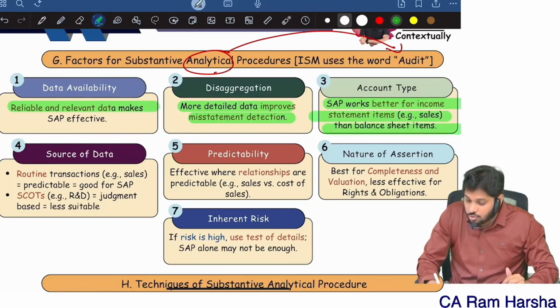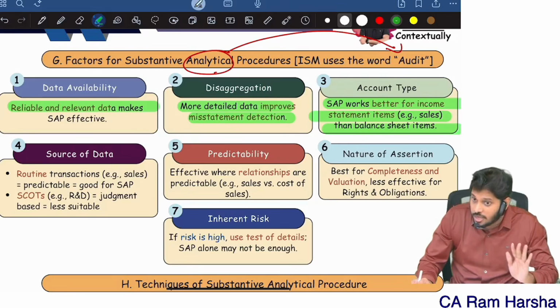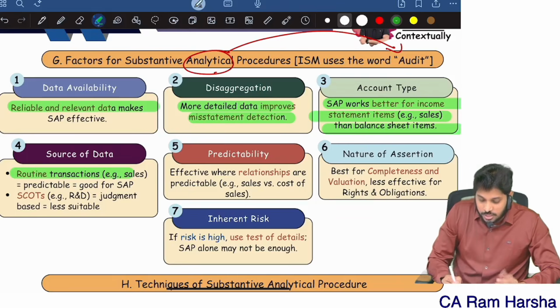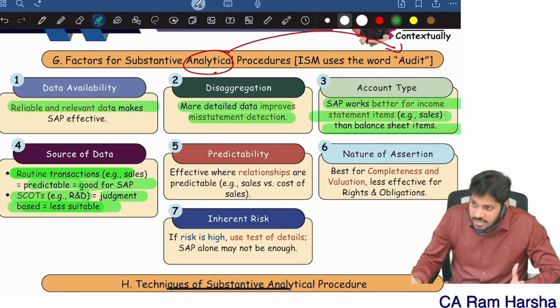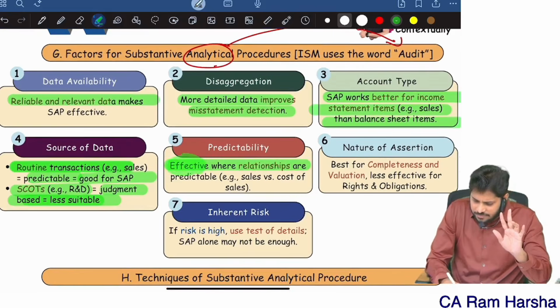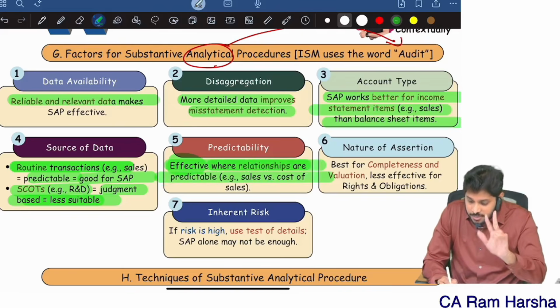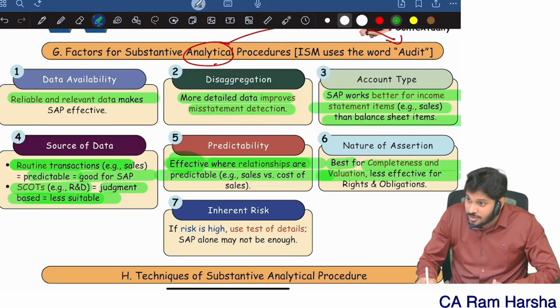Third, account type. Substantive analytical is useful for more of income statement items, not for balance sheet items. And not only that, source of the data. Yes or no? And a significant class of transactions where judgment is involved is less suitable. Those transactions which are routine, which are predictable, are good for substantive analytical procedure. Correct? Predictability. Analytical procedure is effective where relationships are predictable. Analytical procedures are best for checking completeness and valuation, less for rights and obligations, existence and all.